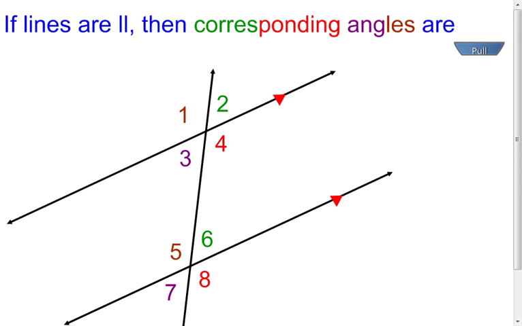So what I have going on here is the first theorem. It says that if lines are parallel, so you see my two parallel lines, then I'm going to look at the corresponding angles. For example, angle 1 and angle 5. What did we learn about those? Angle 2 and angle 6, and so on and so forth. And what we realize is that those corresponding angles are always going to be congruent as long as the lines are parallel.